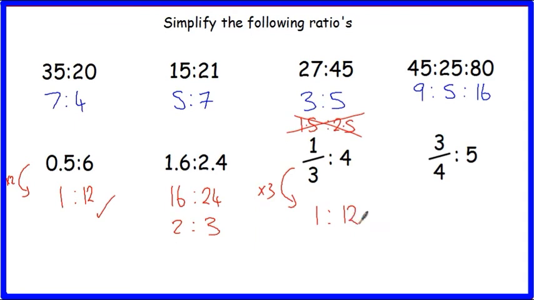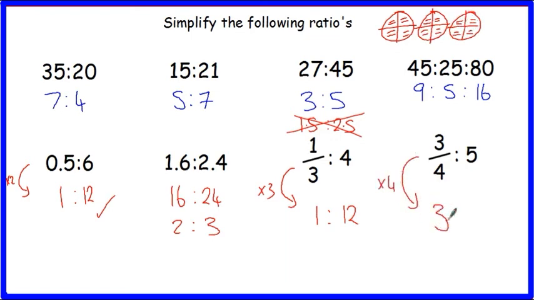Now this one's just a bit more advanced again. If I want to get this to a whole number, and it's a case for just knowing what I'm doing here. So I've got 3/4. There's another 3/4. There's another 3 and another 3. So if I multiply that by 4, I end up getting 3. Multiply this by 4, I get 20, so it's the same as 3 out of 20. So these are quite advanced.